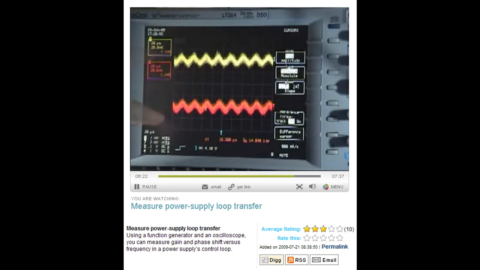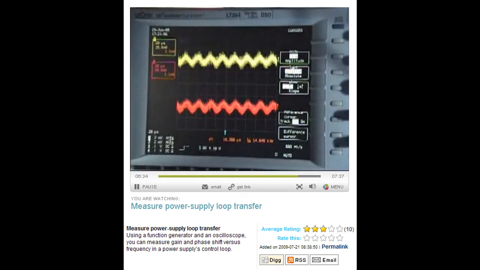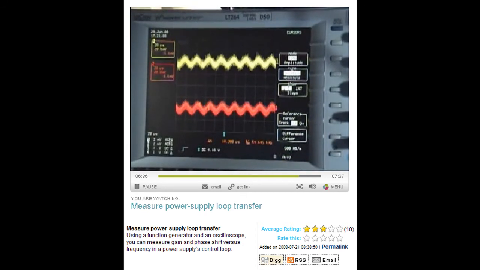So now we can see both amplitudes are about the same, so my gain at 40 kilohertz, because I set my signal generator to 40 kilohertz, is 0. And in other words, we know at 40 kilohertz our loop of this power supply has the 0 dB crossover. And now these measurements can be done at different frequency points. We can measure the gain, so the amplitude difference between one of the channels and the other channel, and we can measure the phase shift. And step by step we can plot a relatively accurate Bode plot.